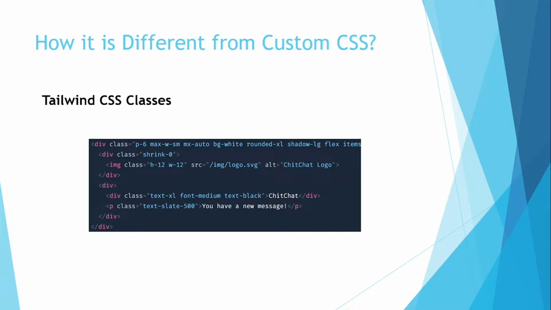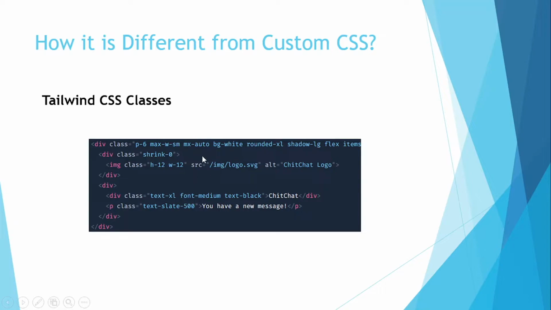This is what I meant. So here you can see that only this line of code is written to design the same look. Both are presenting the same thing, but in the earlier one the code was a bit larger, and in this one it is a little bit smaller. You can see that class names are used instead of the custom classes which we used earlier. So here you can see p-6, which means padding 6, max-w-sm for maximum width small, mx-auto.